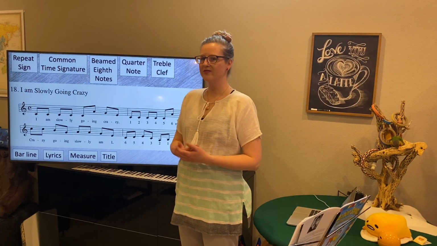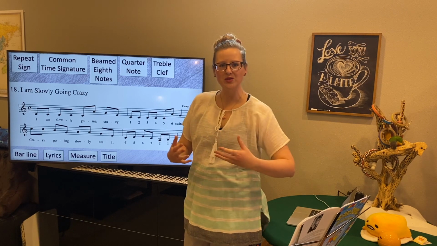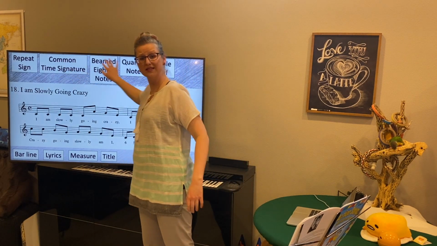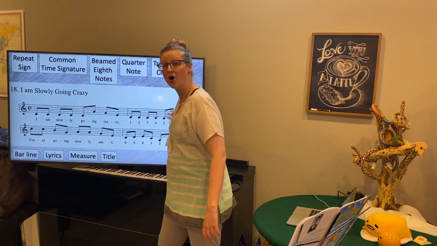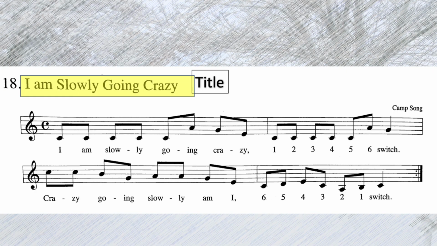So the next part of our song, we're not just learning a song, we're learning about music as a whole. So I want to make sure that you understand what these things are and that we're able to identify them on this piece of music. And it's not going to be as hard as you might think.